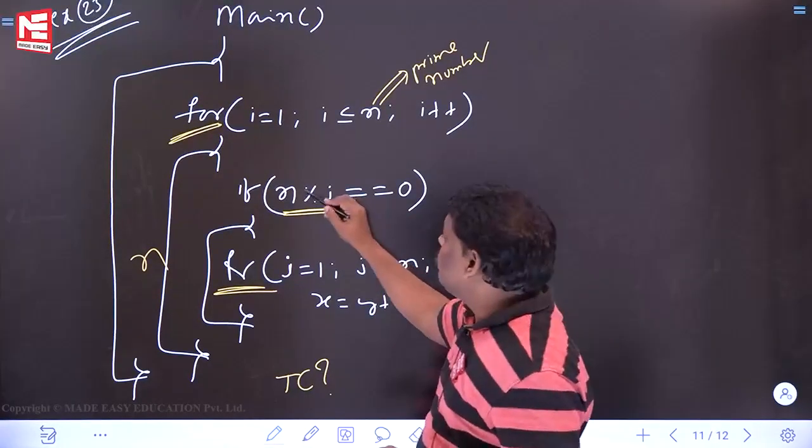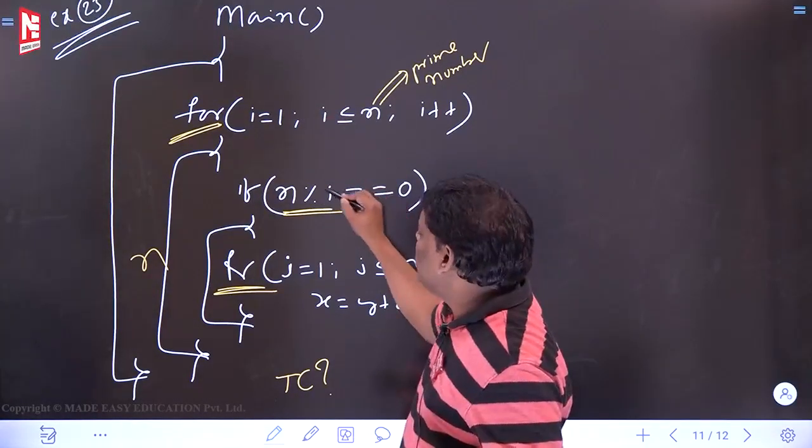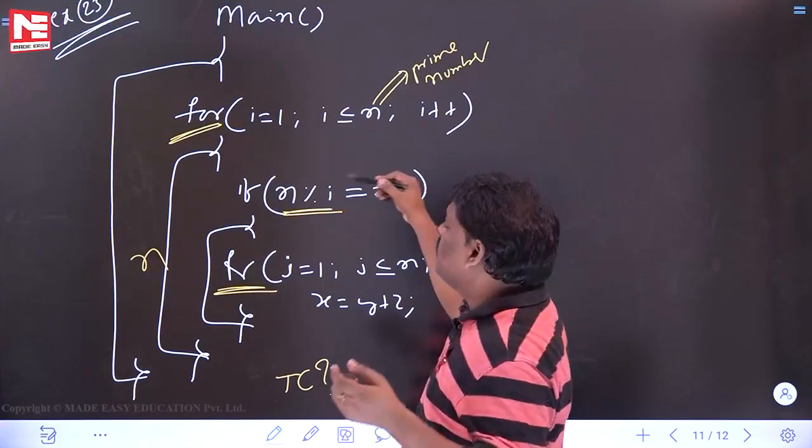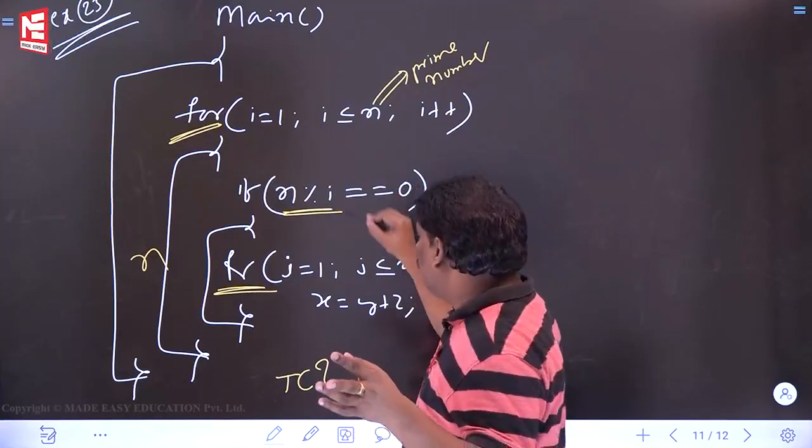Consider n modulo I equal to 0. What is the answer? I equal to 1 will pass. Next, I equal to n also will pass. I think this condition is true only 2 times.